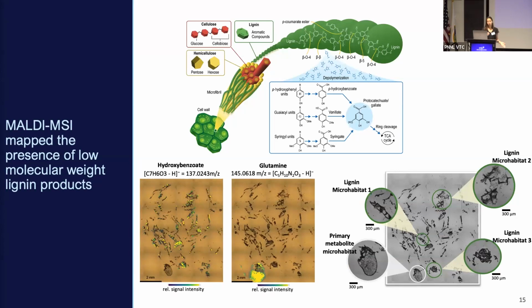Our multi-mass spectrometry imaging data map the presence of low molecular weight products. Basically all low molecular weight lignin products that were detected had a spatial pattern that is presented here on the left-hand side ion image. From there, we found some lignocellulose degradation hotspots, and we named them lignin microhabitat 1, 2, and 3. We wanted to further profile them by doing spatial proteomics.